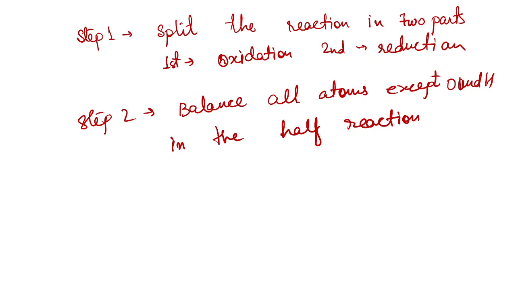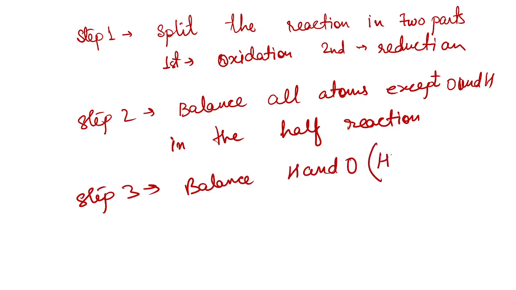Now the third step: in the third step we will balance hydrogen and oxygen by adding H positive or water as much as it is required. Means we have to balance hydrogen and oxygen by using H positive and H2O. We can use as many H positive and as many H2O as needed. We have the full liberty.